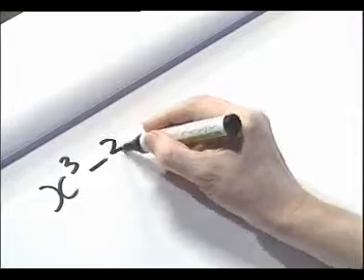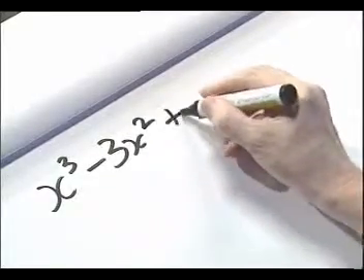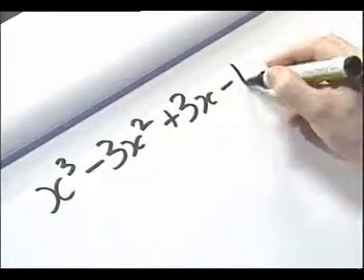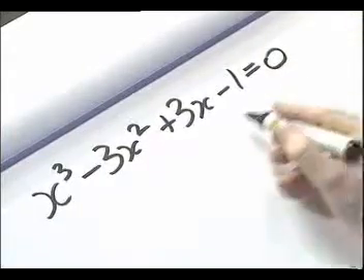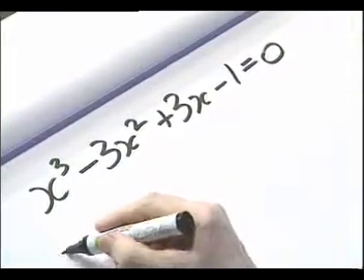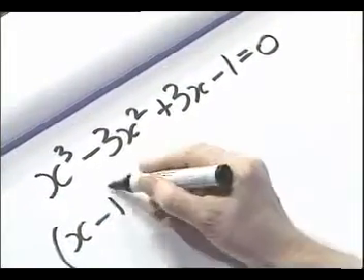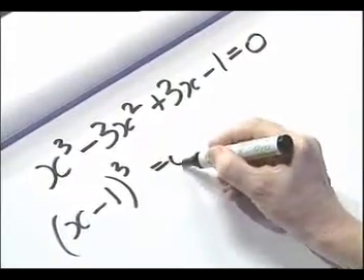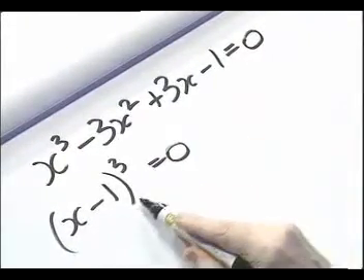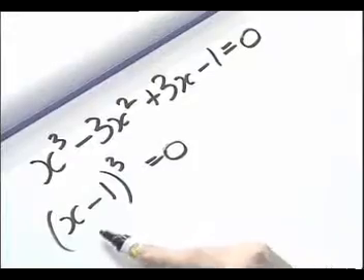The equation x cubed minus 3x squared plus 3x minus 1 equals 0. The left-hand side factorizes to x minus 1, all cubed, equals 0. So although there are 3 factors, they're all the same, and we only have a single solution, x equals 1.